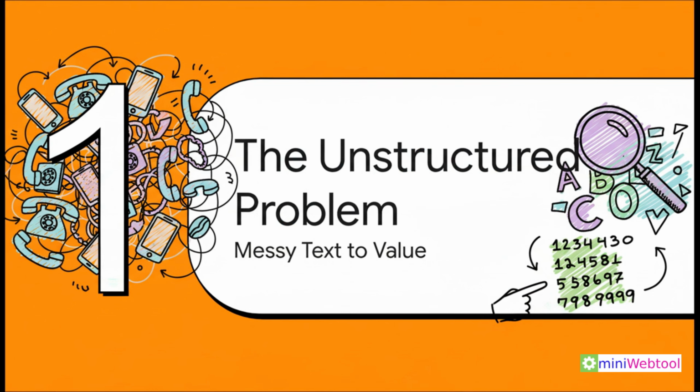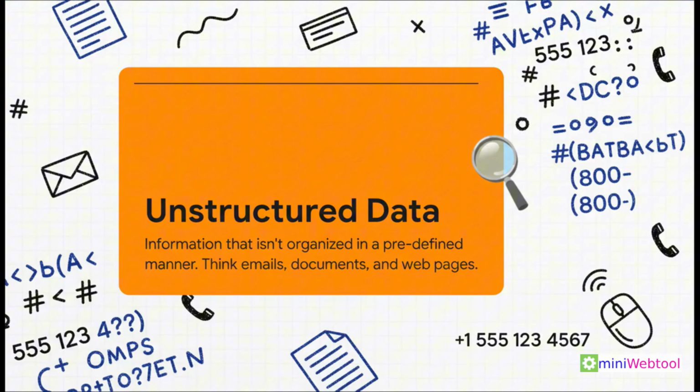All right, first up, let's dig into the real root of this whole headache. Because this isn't just about searching, it's a data problem. We're talking about unstructured data. So what is unstructured data? Honestly, it's pretty much everything. It's the text in your emails, the words in that report, the paragraphs you read on a website. There are no neat rows or columns. It's just text. And that's what makes pulling out specific bits of info so incredibly hard.